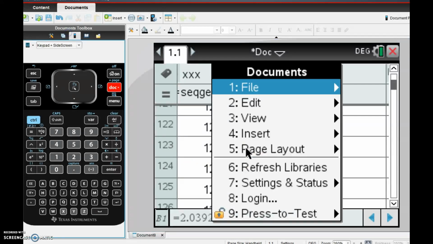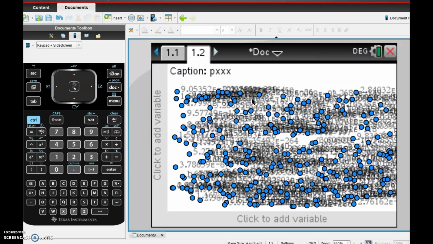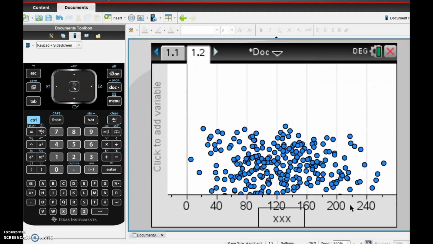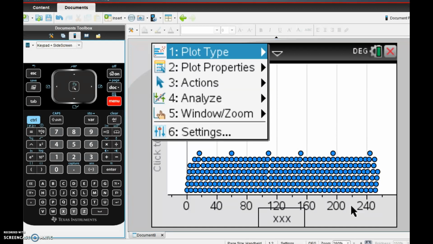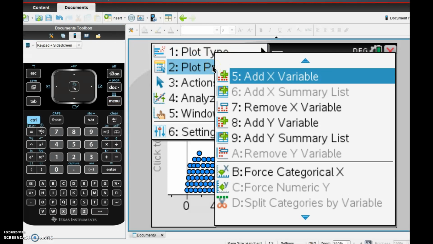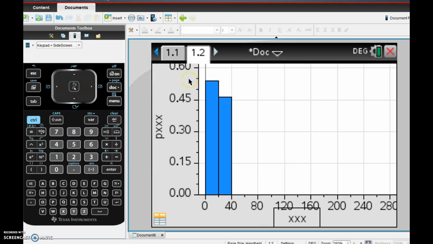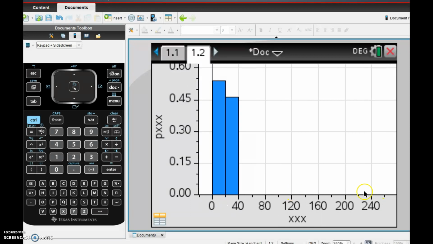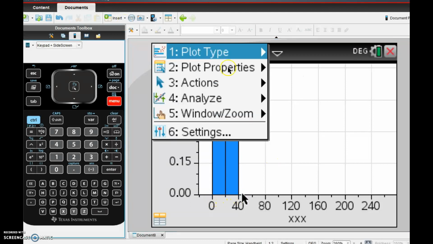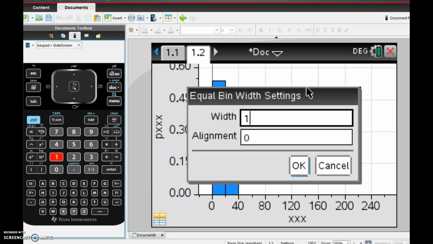So let's see what it looks like. Let's make a graph. Data and statistics. So let's graph our X's. Our outcomes are anywhere from 0 to 250. Let's go to menu, plot properties, add a summary list, number 9. And we're going to put in those probabilities. See, the calculator doesn't do a very good job selecting the window because it doesn't know how to handle it. These probabilities are so small. And it groups up 0 to 20. So let's just put it individual. For bin settings, go to equal bin width, and let's select the width of 1. So this is going to be individual values.